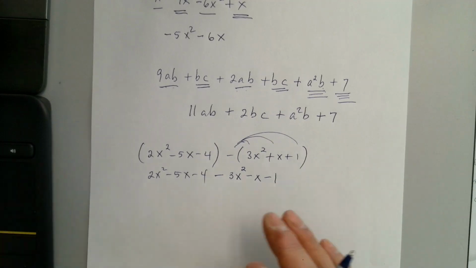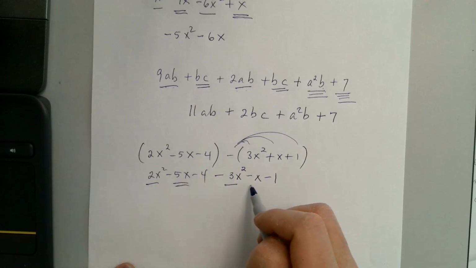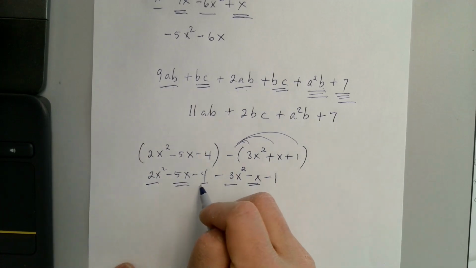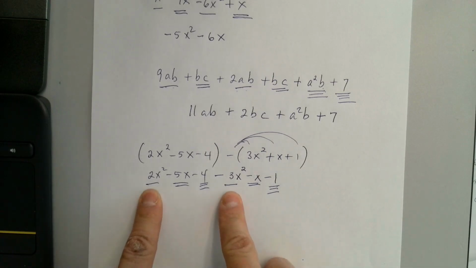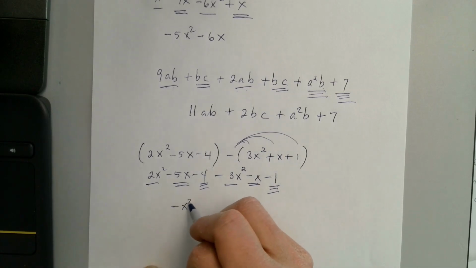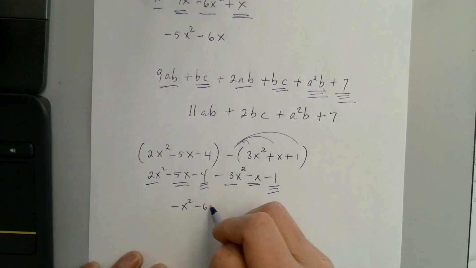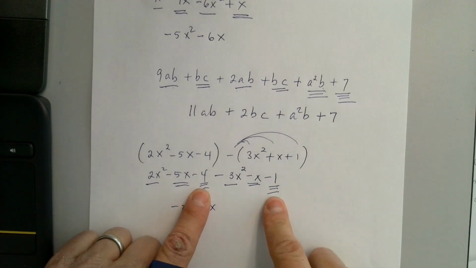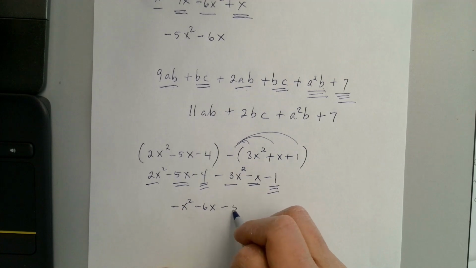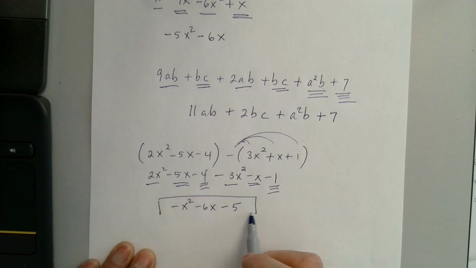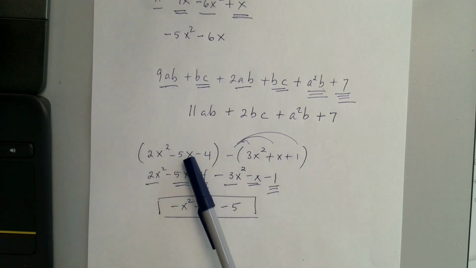Okay, now I can identify like terms. I have 2 of these, I have 2 of these, and I have 2 of these. I have 2 constants this time. Okay, 2 minus 3 is negative 1, so negative x squared. Negative 5 minus 1, negative 6x. And negative 4 minus 1, negative 5, so minus 5. So I end up with a trinomial when I subtracted this trinomial from this trinomial.